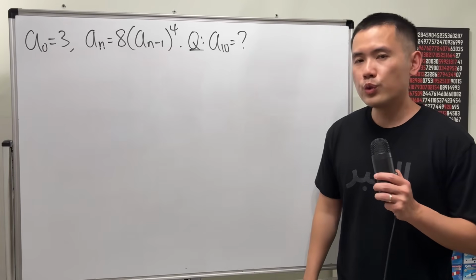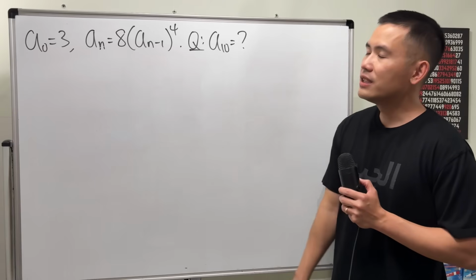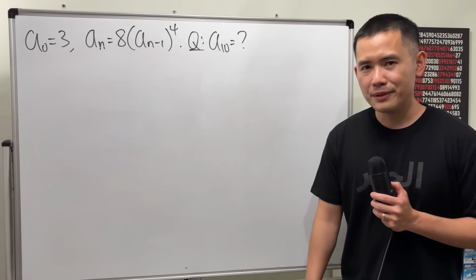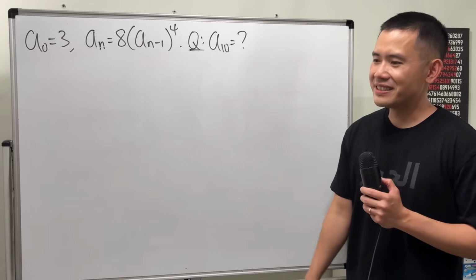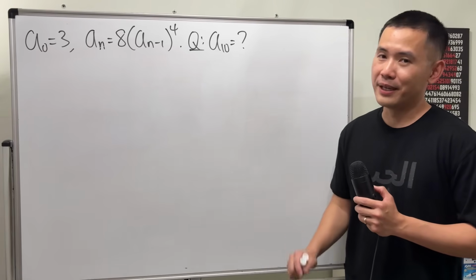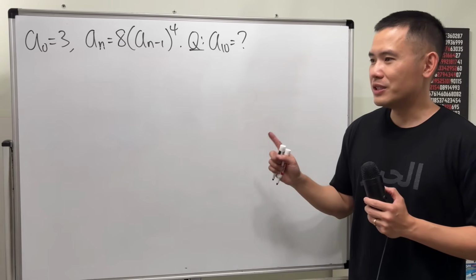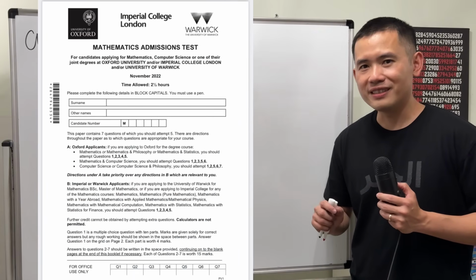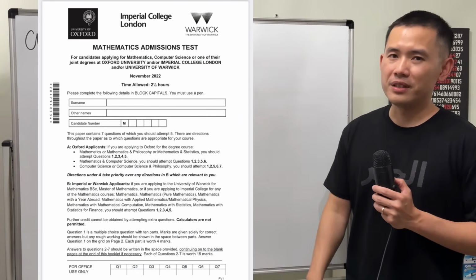I want to share this question with you guys because when I first saw it, I thought the question was going to be easy. However, once I started doing it, I realized how many small things we have to pay attention to. And this question is from the Oxford Math Admission Test. If you want to try the whole test, the link will be in the description.